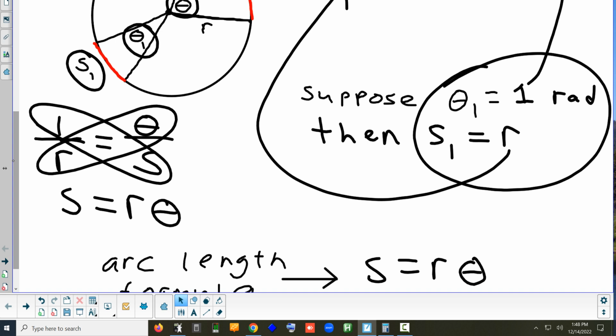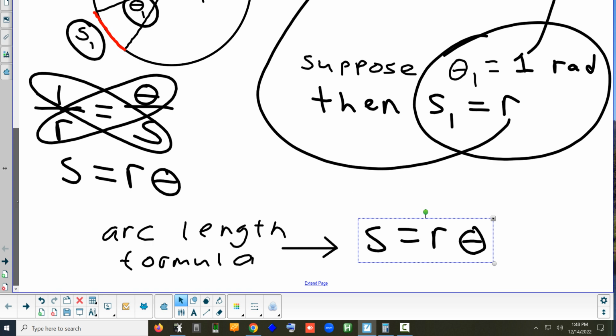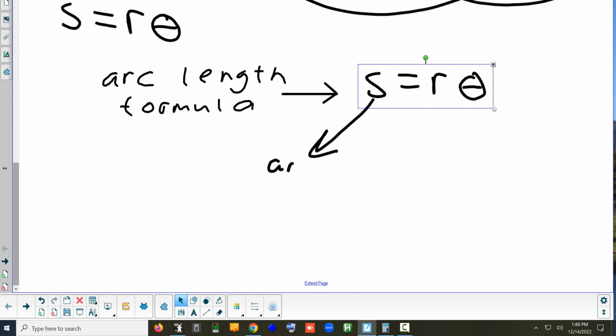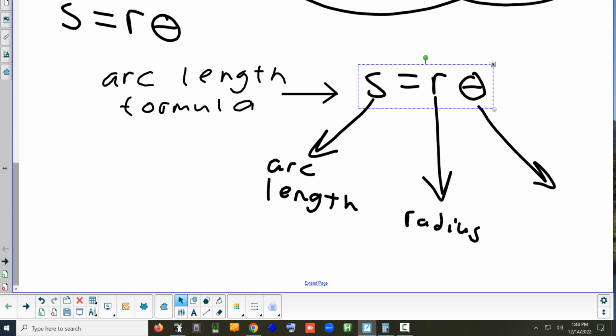So in order to find the length of an arc in a circle, you need to know 2 things. First, how big is your circle? Is it a really small circle or a big circle? And then, how big is the angle in the circle? So that's the arc length. R, what does R stand for? Radius. And theta represents an angle.